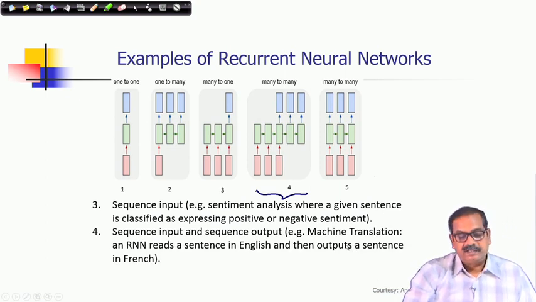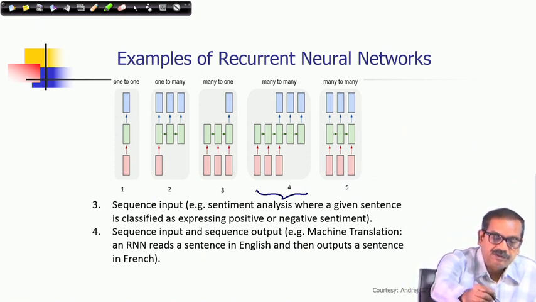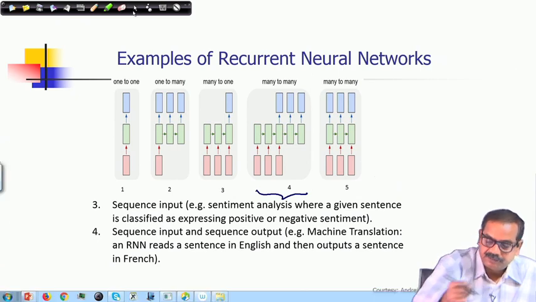An example could be machine translation. It reads a sentence in English and then outputs a sentence in French, for example, a typical problem. Here also an RNN should be used. So, only for the first one it is a conventional network. For all these kinds of sequence processing, we need to use an RNN. Consider the fifth one.